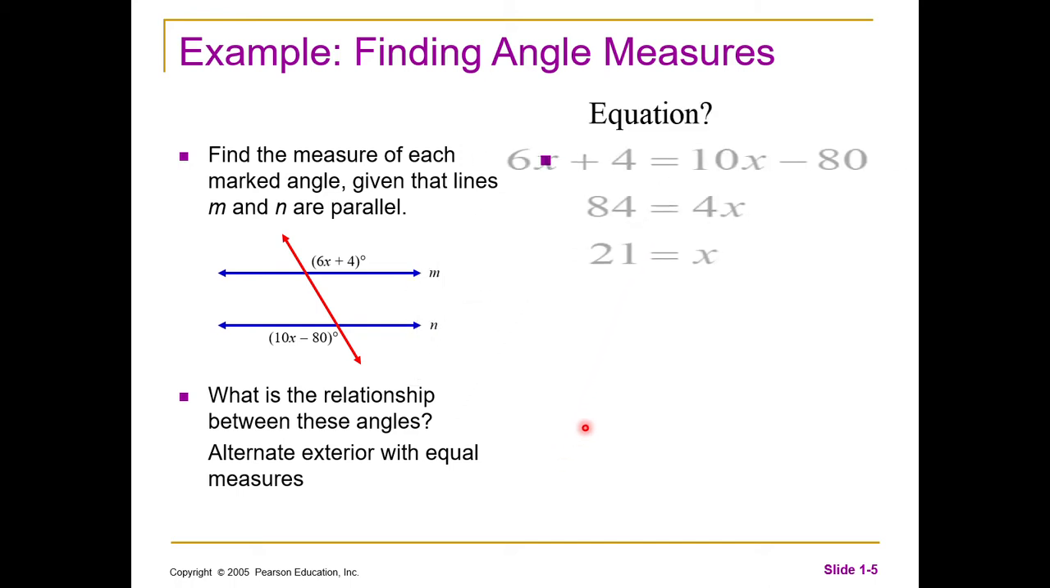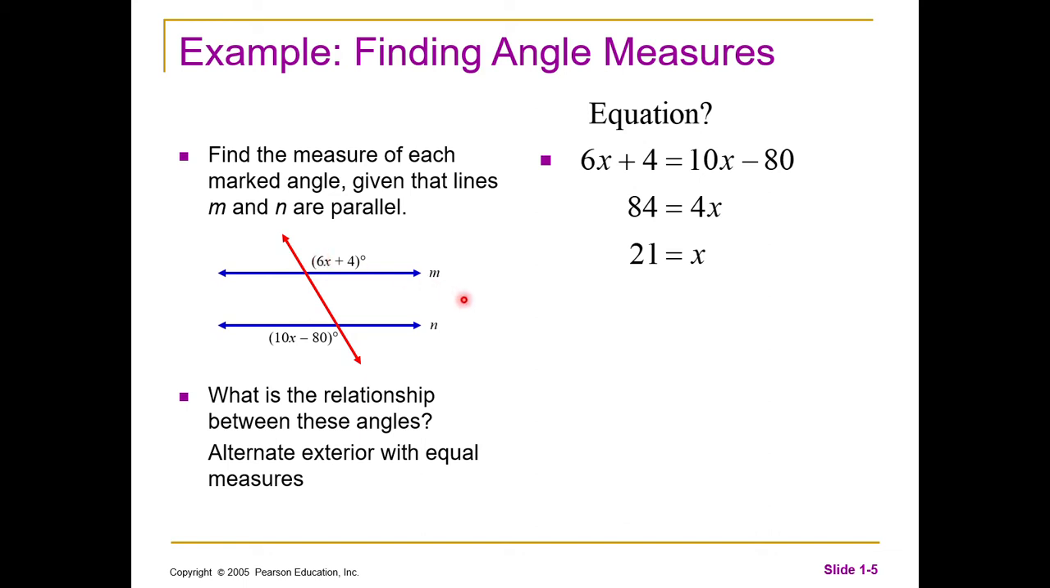So, yung equation natin, 6x plus 4 is equal to 10x minus 80. Pag nilipat natin sa kabila tong 80, magiging positive. Itong 6x sa kabila, magiging negative 6x. So, 10 minus 6 is 4x. 80 plus 4 is 84. Pag dinivide natin both sides by 4, we have 21. So, x is 21.